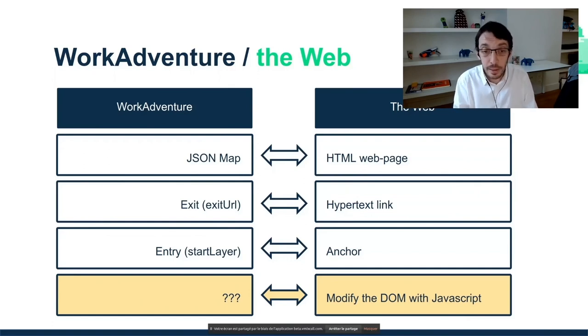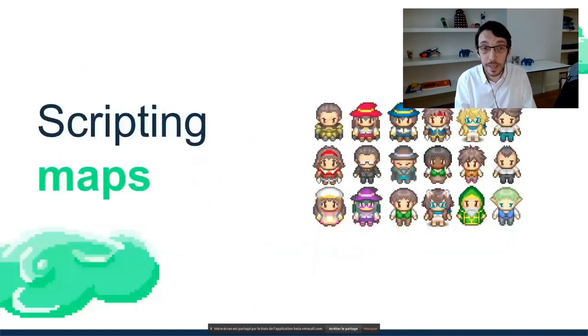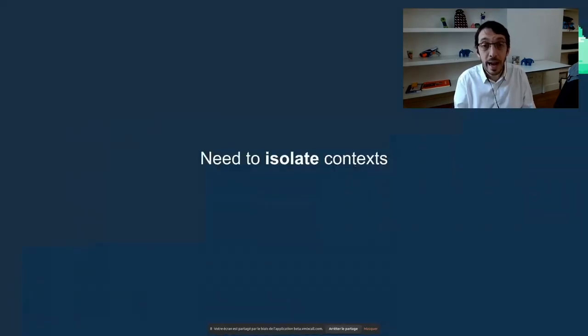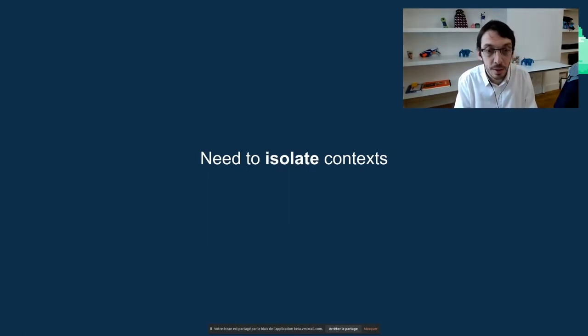Okay. But in order to do scripting, I had an issue. It's that I have a big need to isolate the contexts. Basically, if someone is providing a map and if I'm running a script from the map inside WorkAdventure, I'm running JavaScript in my web page, and it could definitely be XSS, a cross-site scripting issue, which is not good. So I need to protect myself against that. So how did we do? Well, we used iframes.